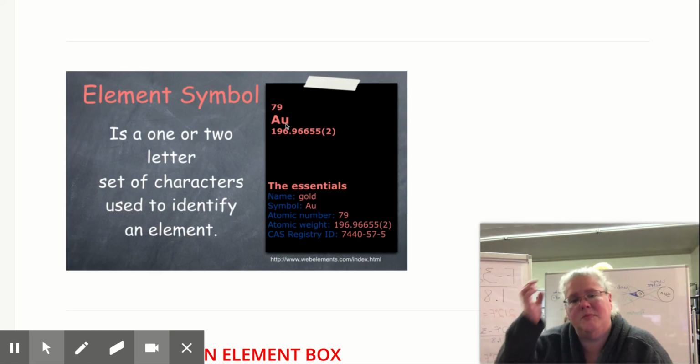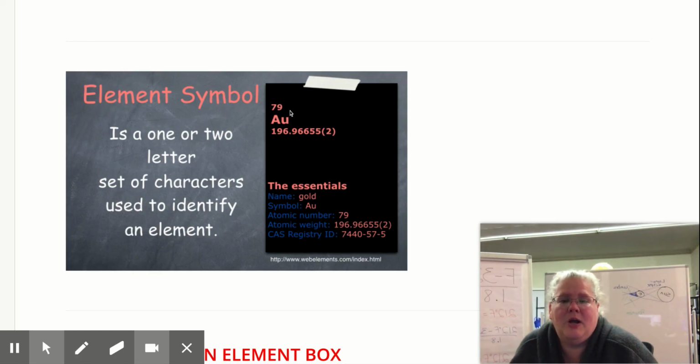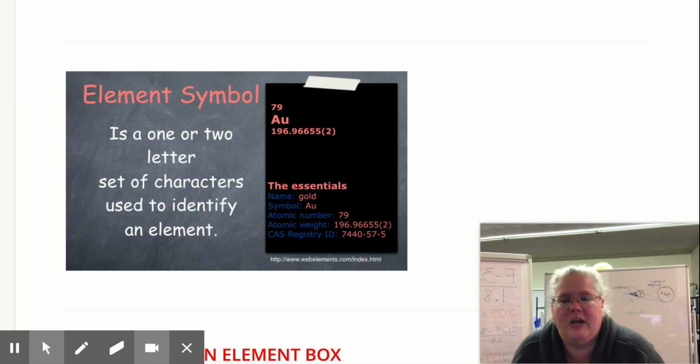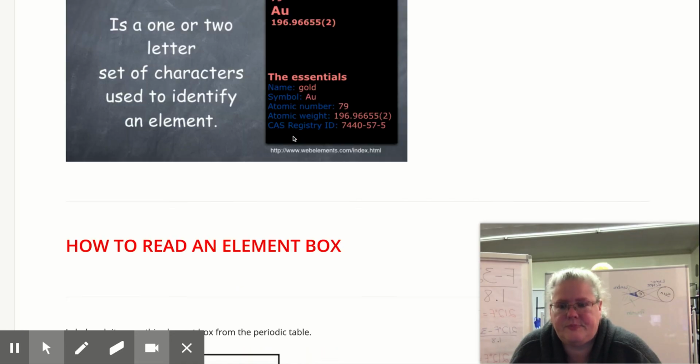So in the element box, we've got our atomic number, how many positive protons there are, which, by the way, usually if it's balanced, positive protons and negative electrons should equal each other out. We can get into places where it doesn't, but that's the general rule. Then you've got your element symbol, Au, that tells me what it is. It's the abbreviation for gold. And then we've got our atomic mass.